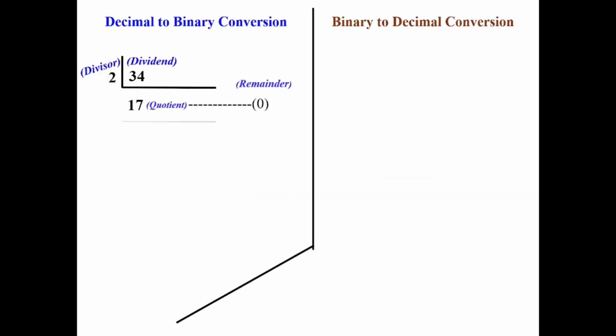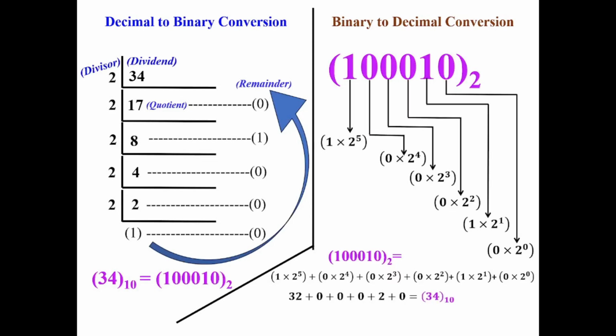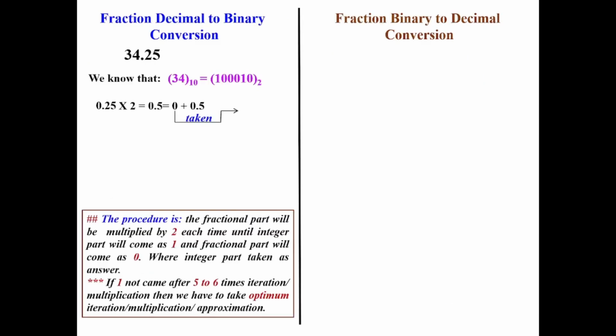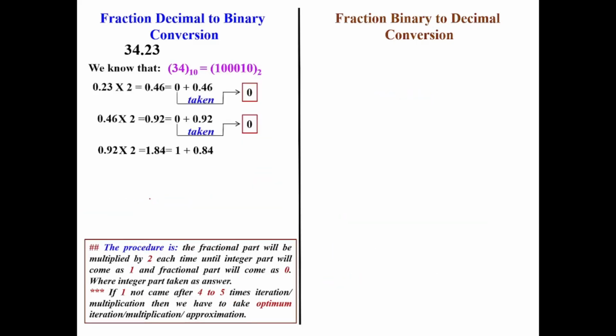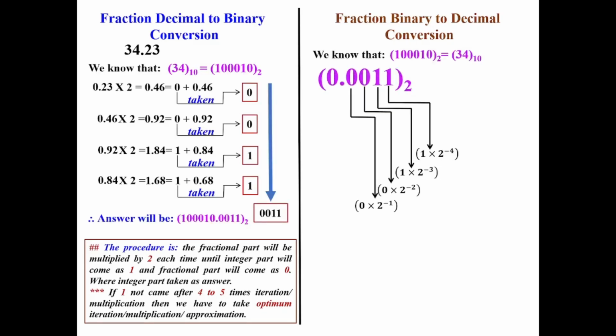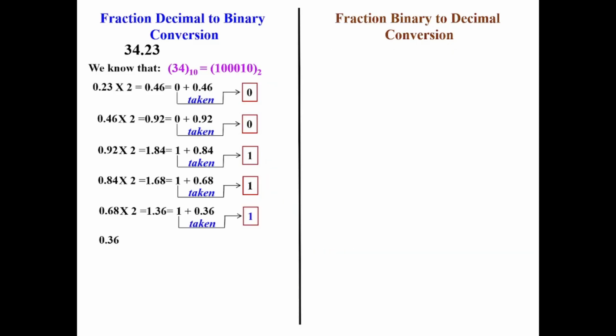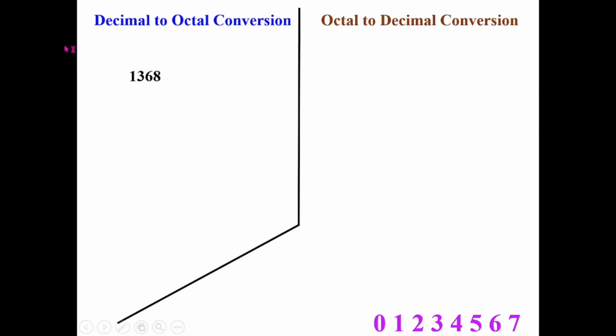Last class, we discussed decimal to binary conversion. In detail we discussed fractional decimal to binary conversion, and this is the procedure we followed. We also discussed the approximation we have to consider, that means how many iterations we are going to consider. Now we are going to discuss decimal to octal conversion.